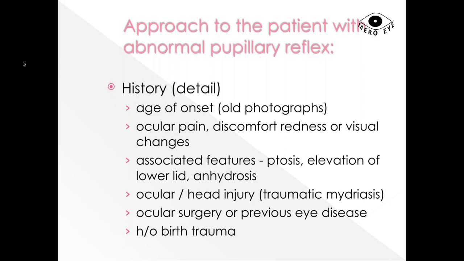So for this purpose, old photographs are very helpful. If you ask the patient to bring some old photographs, magnify them and try to see the pupil, you can just observe whether this is a recent onset symptom or something that has been there for a long time. It could be physiological, or it could be Adie's pupil, which has been there for a long time.